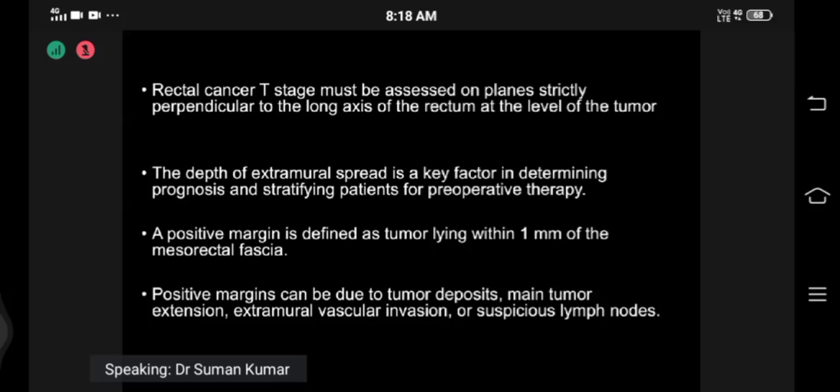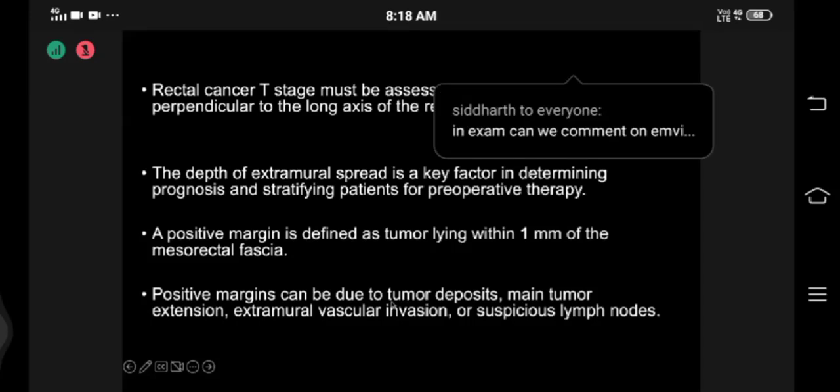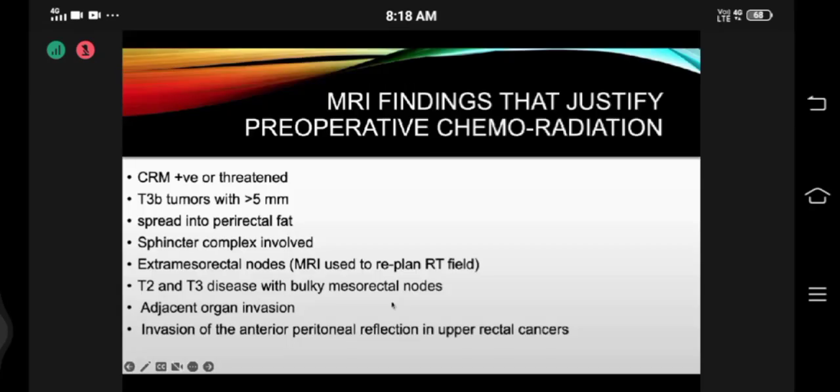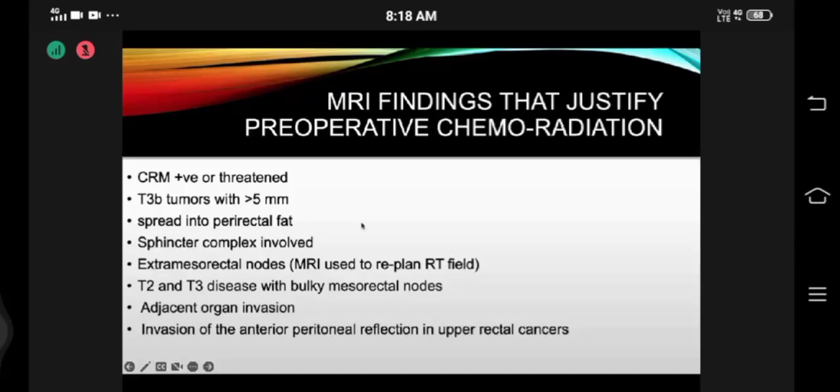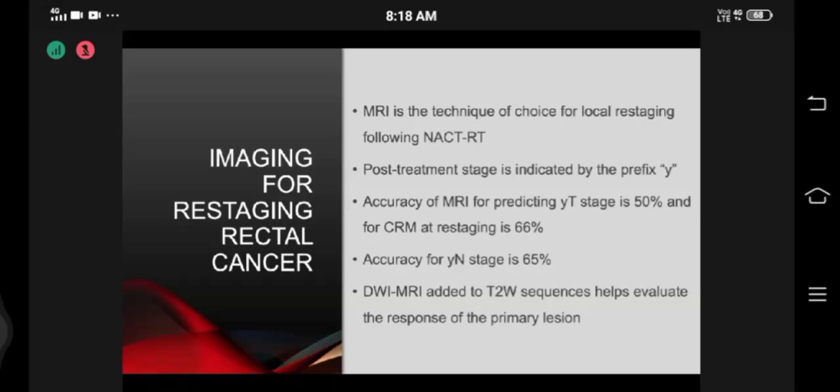And the positive margin is defined as a tumor lying within 1 millimeter of the resection margin. And positive margin can be due to deposits or tumor extension. So, like I said, these are all the features which decide the preoperative tumor radiation. Most importantly, T3 positive and sphincter complex involvement. So again, restaging for the rectal cancer.